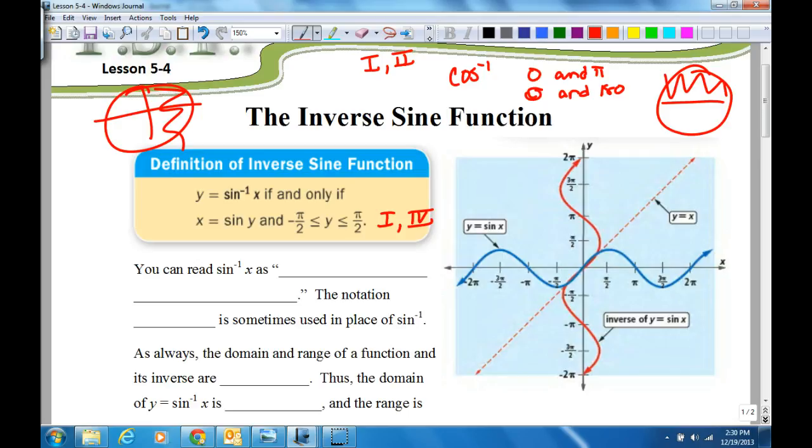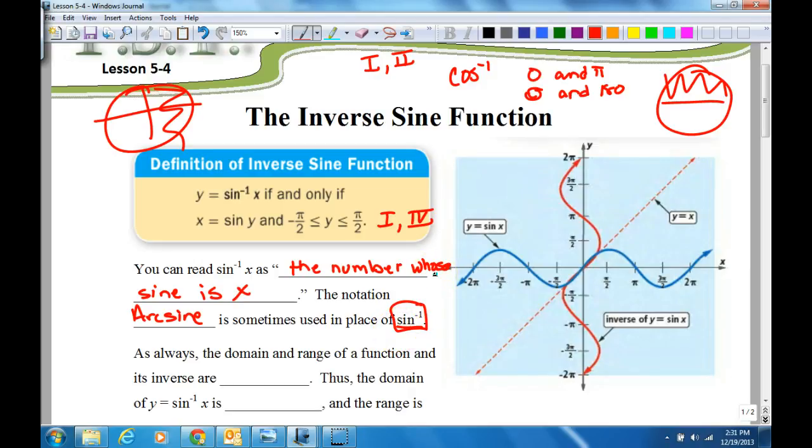So you can read sine to the negative 1 as the number whose sine is... What side do you use for sine? You're using the right half of the circle. The notation arcsine is sometimes used in place of sine to the negative 1. If you ever see an arcsine, that means the same thing as this.